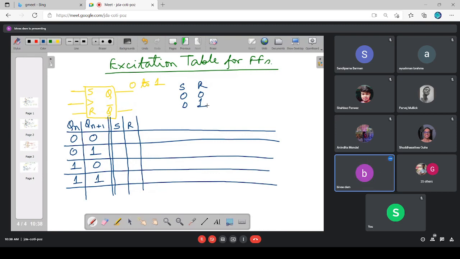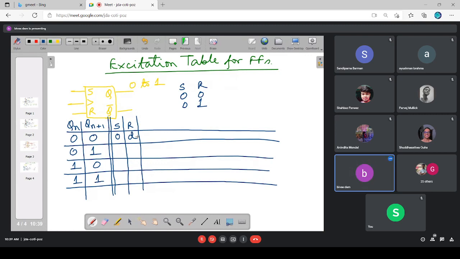What about R? Does it require one value particularly? No, sir, it can be either 0 or 1. It doesn't matter. But what about S? Sir, it has to be 0. S has to be 0. So the excitation required is S equals 0 and R is don't care. It does not matter what the value of R may be.